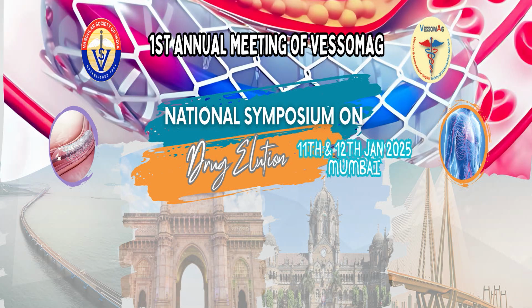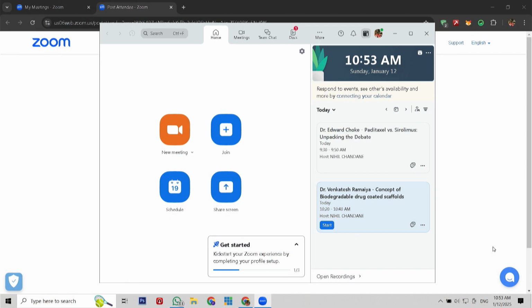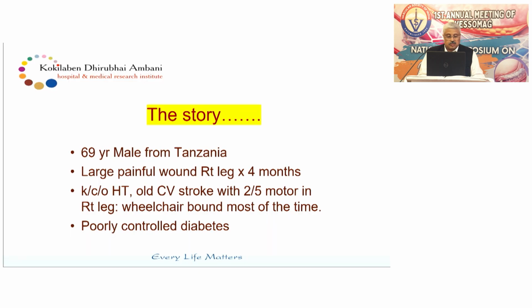Good morning, friends. After two overseas talks, I'll just quickly go through one of the cases representative of what we have been discussing over the last 2 days. There was this 69-year-old male from Tanzania who had a large painful wound in the leg for 4 months. He was hypertensive, with an old CV stroke and a motor power of 2/5 in the right leg.